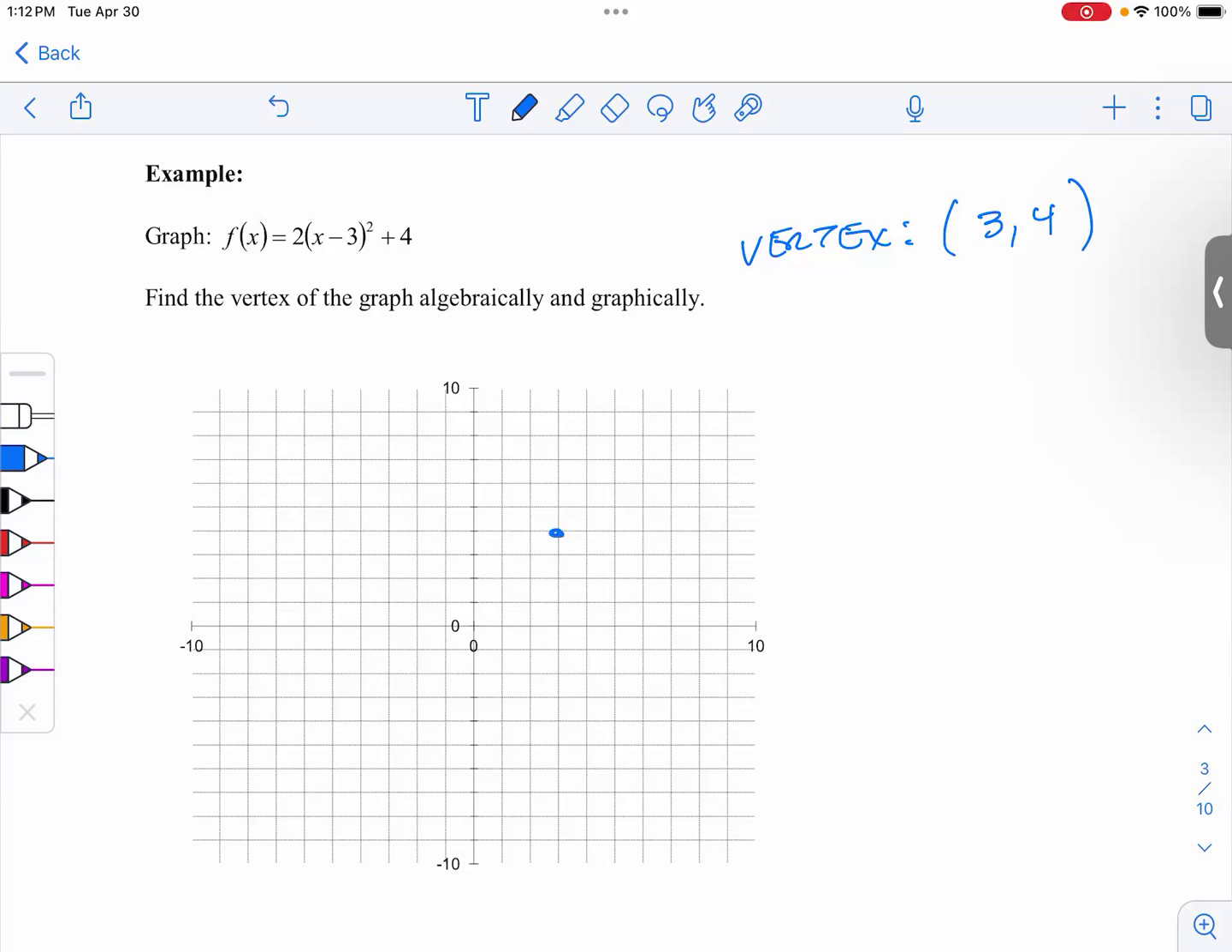Is this open up or open down? How do you know it's open up? There's no negative out front. What is positive? A is positive. The A value, yes. A equals 2, which is greater than 0. Open up. And then we just talked about it, it's slightly more compressed, but we don't really care about that graphically. I just represent it as, okay, so it looks tighter, because that's basically the whole point. We've got ourselves a parabola that's a little bit narrower, and it's open up.